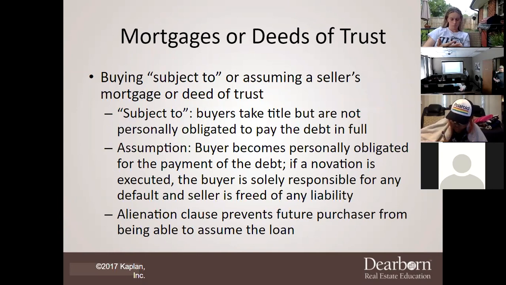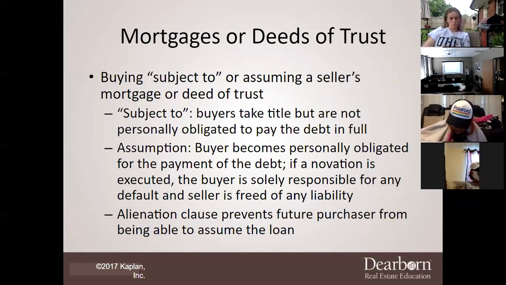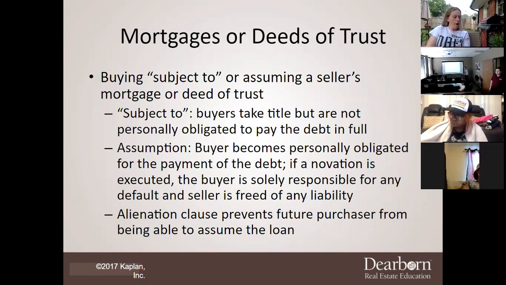Okay, another mortgage or deed of trust option: there's also subject to, or buying or assuming a seller's mortgage or deed of trust. Subject to, the buyer takes the title but is not personally obligated to pay the debt in full. So I can have title to your property, but the original person, the seller, still has to pay the debt. The trustee does not get it. There's also an assumption, where the buyer becomes personally obligated for the payment of the debt. So the buyer is going to assume the debt in that situation.